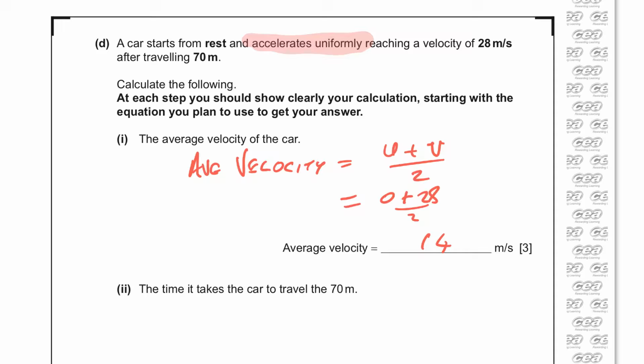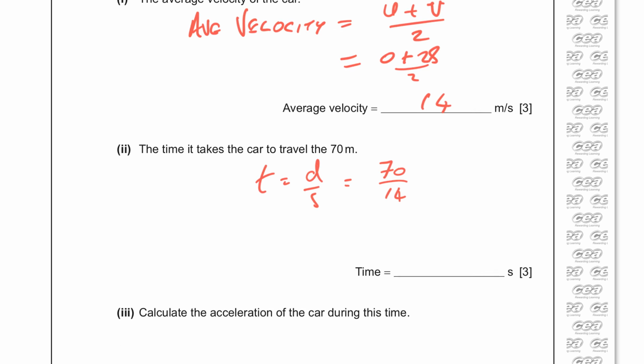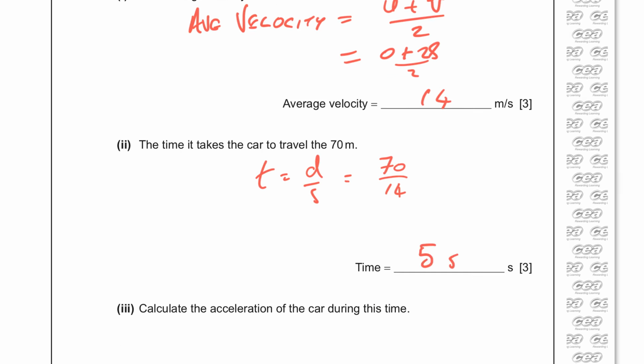And so that's just going to give you 14 meters per second. Time it takes the car to travel 70 meters. Well, now that we have an average velocity, we can use that together with the distance to get a time. So total distance divided by average velocity will give you the time taken. 70 over 14, that comes to 5 seconds.